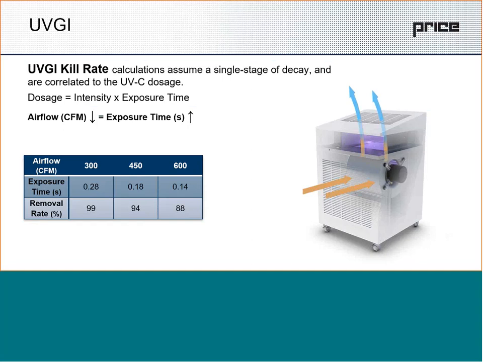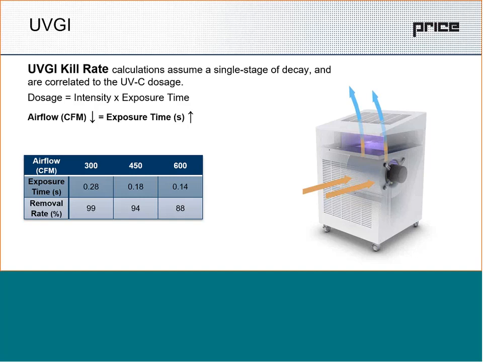So in development of the wrap, we worked with UV manufacturers as well as our own research lab, and we looked at what kind of kill rate we could get in the wrap. As the airflow goes down, your exposure time goes up, so your kill rate goes up as airflow goes down. So we're typically recommending running the wrap at 300 CFM. At 300 CFM, the exposure time is about a quarter second, a little more, and you get a 99% removal of the coronavirus surrogates. And as you move up to 600, you're still getting a single pass effectiveness of 88%.